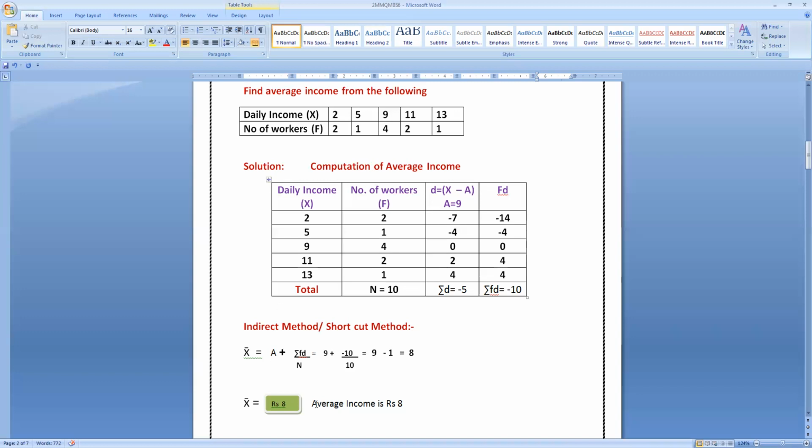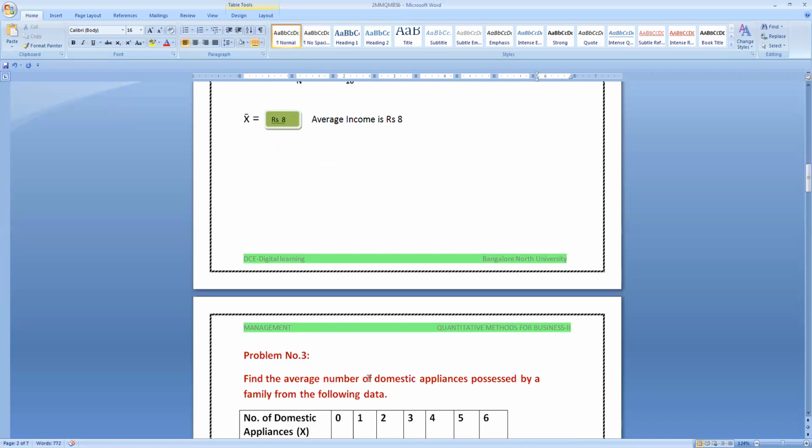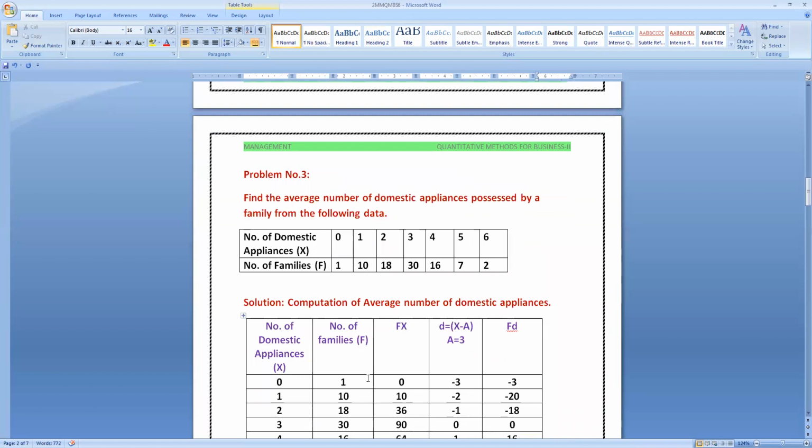Now we substitute the same in the formula. In the indirect method, the mean is a plus sigma fd by n. Here a is 9, plus minus 10 by 10. The number of items, the total frequency, is 10. Sigma fd was calculated in the table as minus 10. So plus into minus again becomes minus. 10 divided by 10 is 1. So 9 minus 1, the value of the mean is 8. So the average income earned by the 10 workers is rupees 8. This is how we solve with the help of the shortcut method.